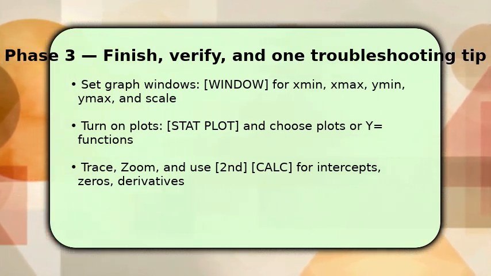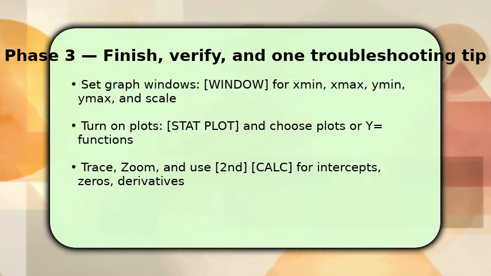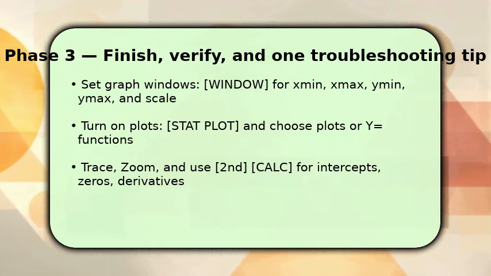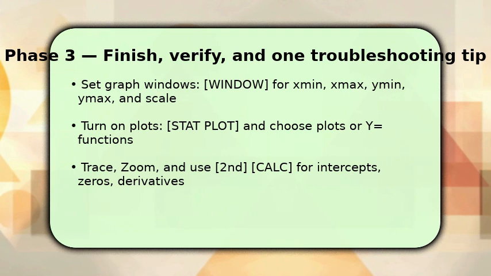For precise values, use the Calculate menu to find zeros, intersections, and derivatives. If a graph doesn't show, check Mode and Window settings. If still blank, reset plots and confirm the function isn't undefined at the interval.